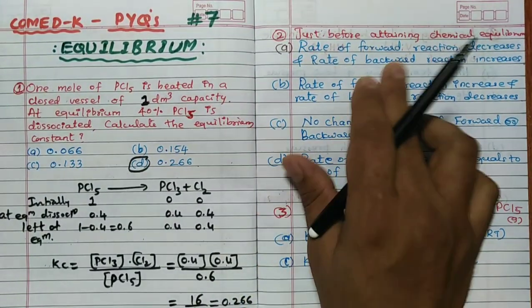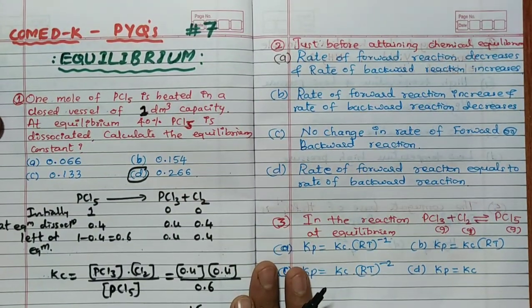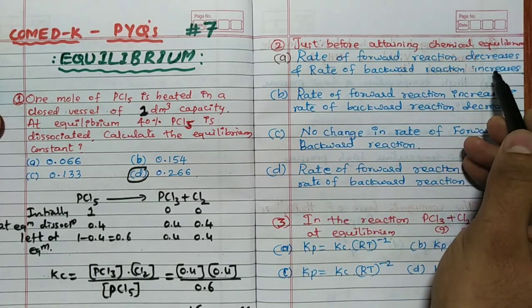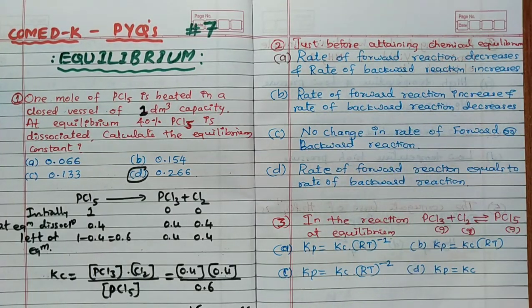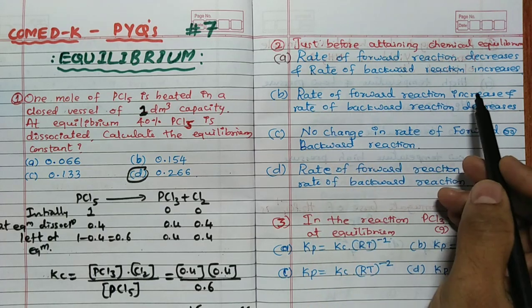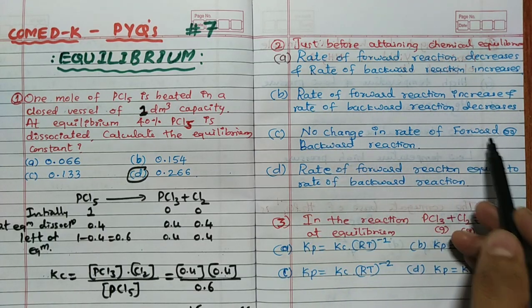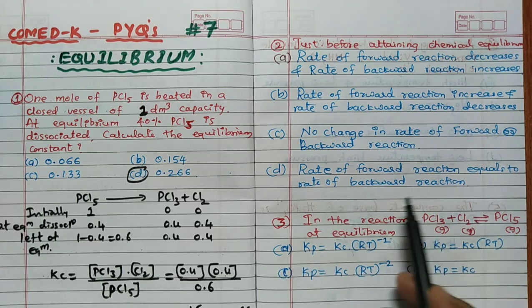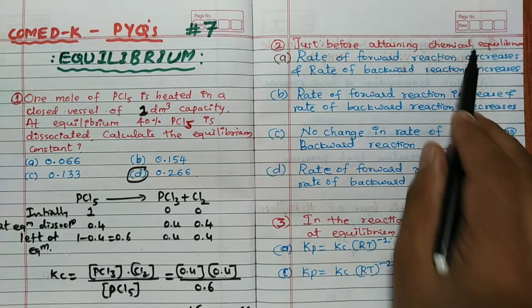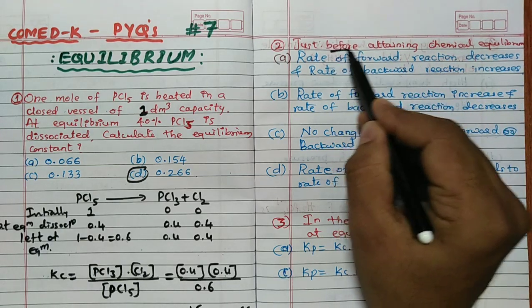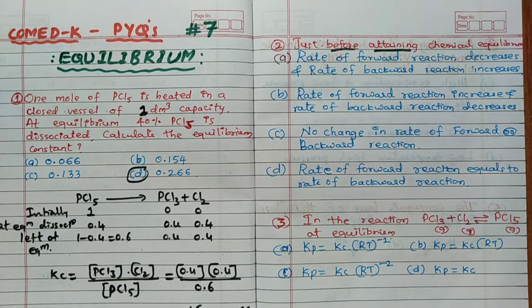It's a very important point. See, just before attaining chemical equilibrium, the rate of forward reaction decreases, rate of backward reaction increases. Read that very clearly. Rate of forward reaction increases, rate of backward reaction decreases. No change in the rate of forward and backward. Rate of forward and backward become equal. Remember, at equilibrium, D is the answer. But they are telling before attaining equilibrium. Just before attaining equilibrium, what is the correct answer they are asking.